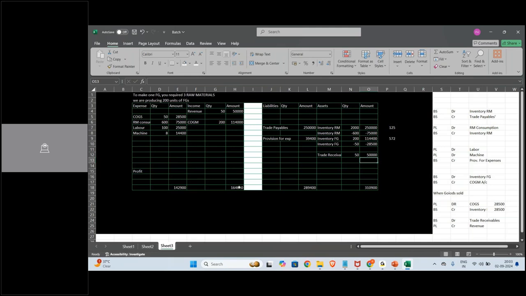What you are getting is 1,64,000 minus 1,42,900. So if you say 164 minus 142, it is 22, which means 21,100 is the profit. If I take it to the retained earnings account, if I do not distribute it, my balance sheet should tally.